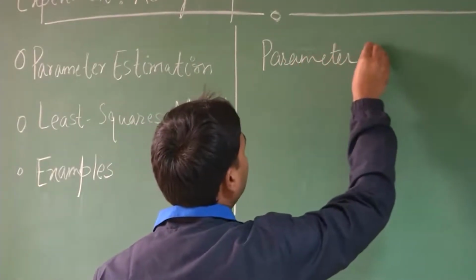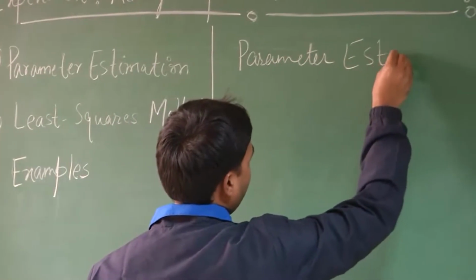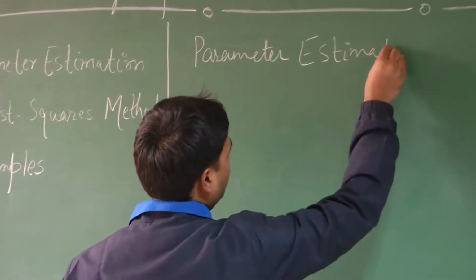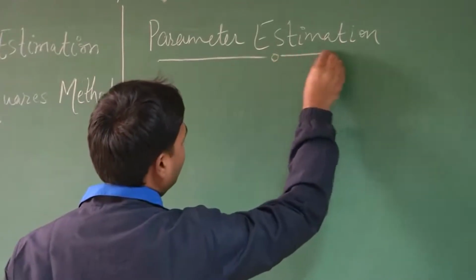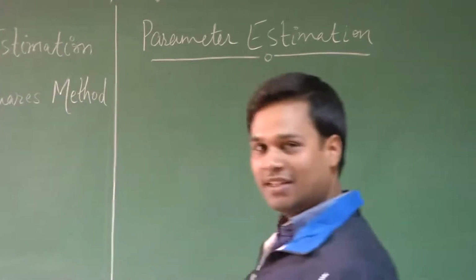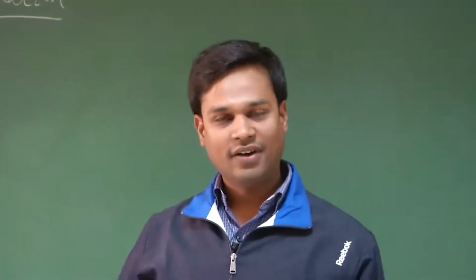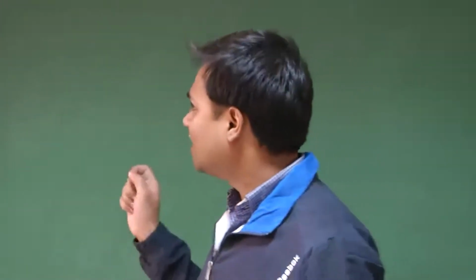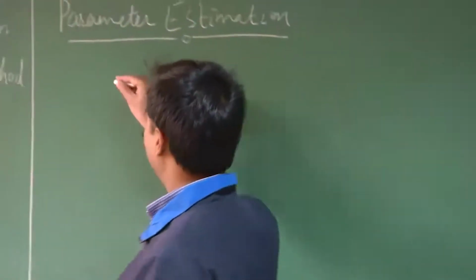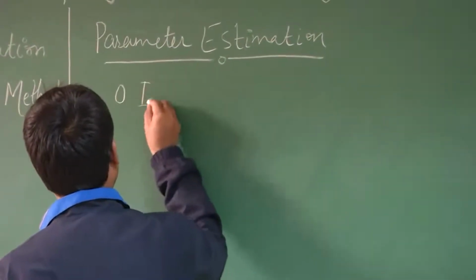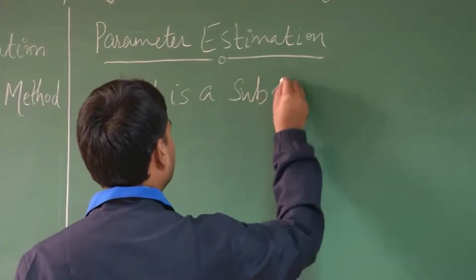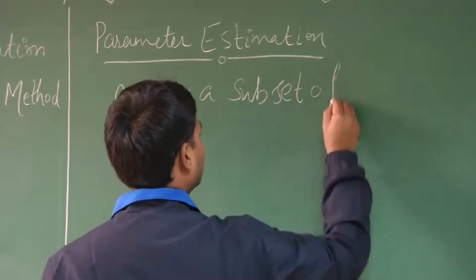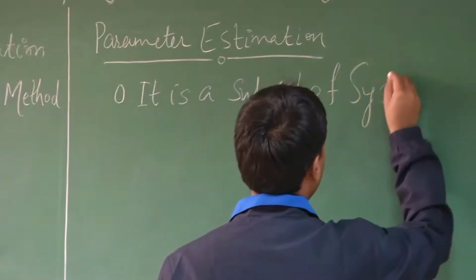Parameter estimation. Okay. So what is parameter estimation? How can we understand it, or how can we define it? So parameter estimation is nothing but a subset of system identification. So you can write it is a subset of system identification.